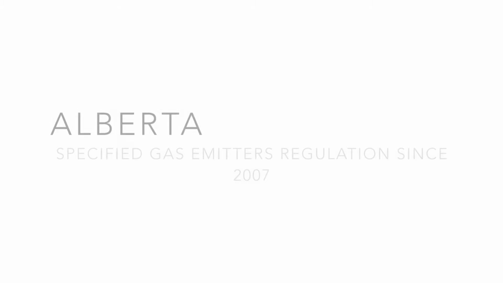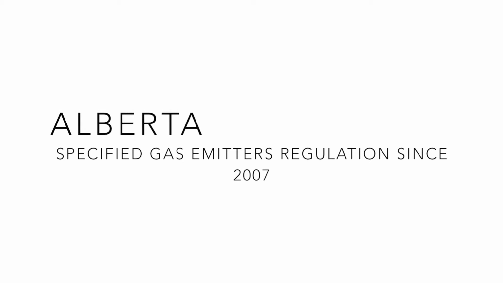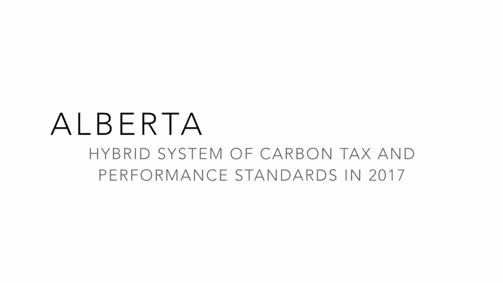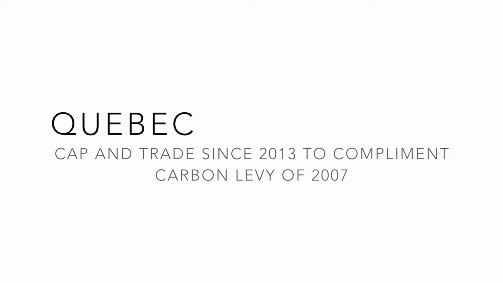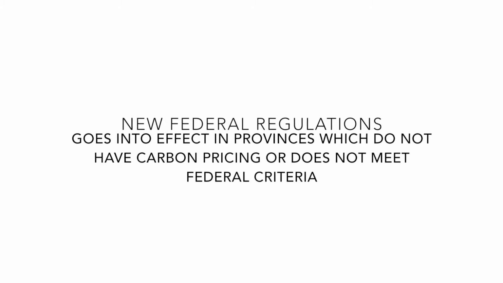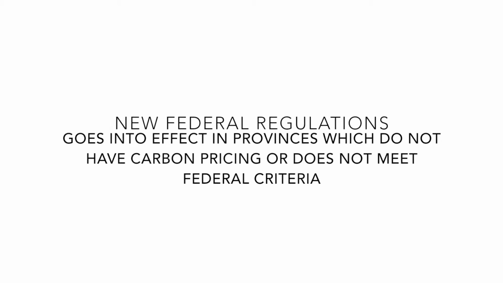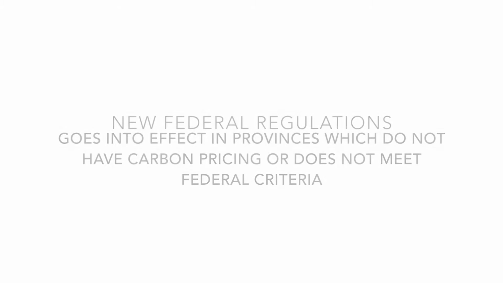That being said, carbon pricing is not new to Canada. Alberta has had a specified gas emitters regulation in place since 2007, which changed to a hybrid system consisting of a carbon tax with performance standards in 2017. Since 2008, British Columbia has used a carbon tax, and in 2013, Quebec implemented a cap-and-trade system to complement its carbon levy from 2007. The new federal carbon pricing option will go into effect in provinces and territories which do not already have their own carbon pricing systems, or systems which do not meet the federal criteria.